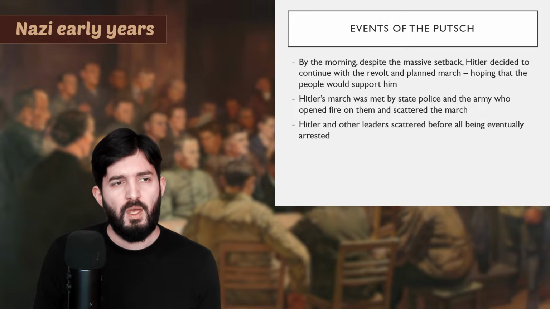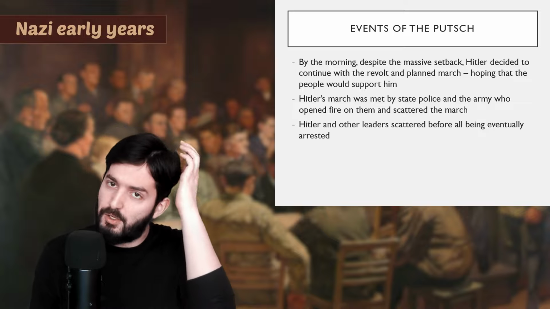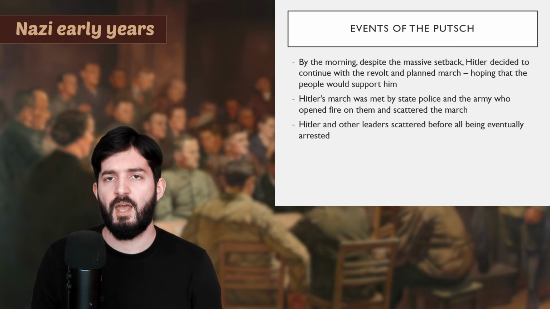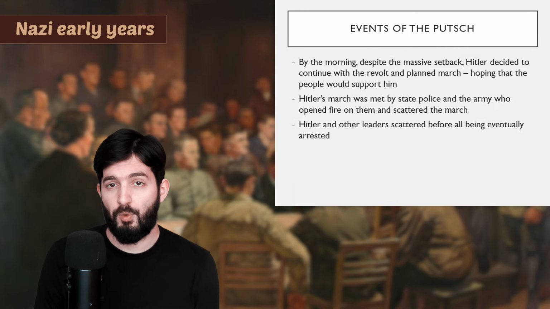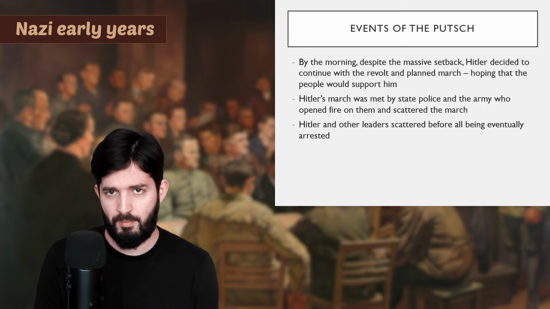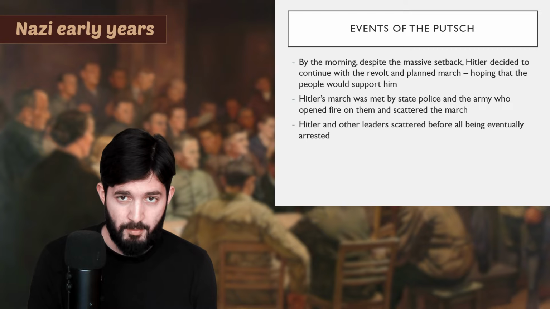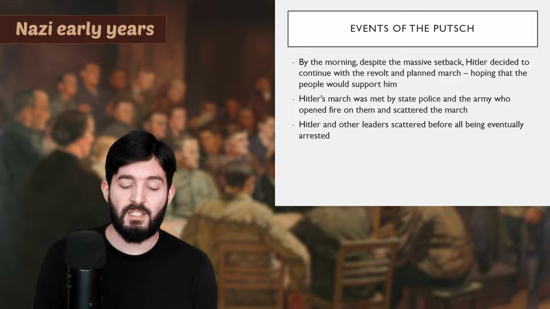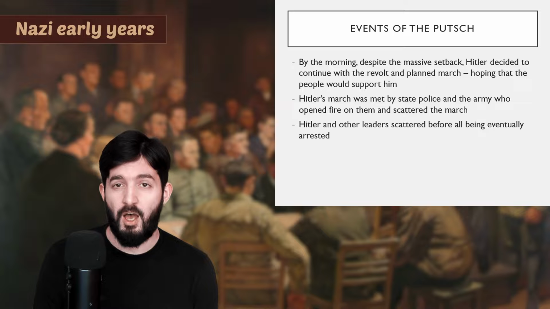His rationale was that we're really popular. If we go into the streets, we've been attracting these rallies of thousands and thousands of people. People are extremely upset with the government, and so they will come out into the streets and support us, okay? So he goes ahead with the plan despite the initial problems that are taking place, hoping that people will come out to support him and they can still proceed with their march on Berlin and overthrow the government. When he gets to the square in Munich, or to the city square, Hitler is met by the state police and the army, who then open fire on the Nazis and the SA and scatter their march.